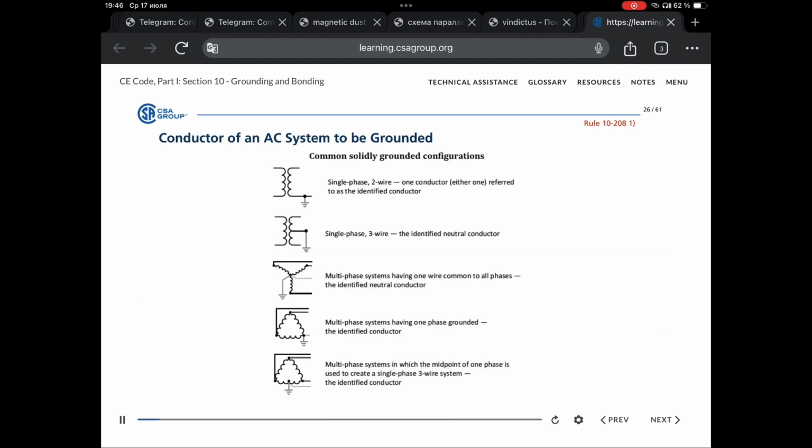In a typical service installation, a grounded conductor is on the supply side of the service. It is required to serve as a bonding conductor to carry fault currents between the service equipment and the source.